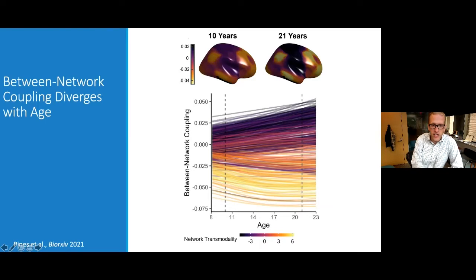First is that even at age 8, there are some substantial differences, and unimodal networks here in purple have greater between network coupling than association networks in yellow. Association networks actually tend to be more segregated, while sensorimotor networks tend to be more integrated. Furthermore, as kids grow up, this pattern diverges even more. There's more between network coupling in unimodal networks and more segregation in association networks. But when you put this together, what you can see is that the Sensorimotor-Association axis becomes more distinctly defined with development. You can see you go from here up to here.